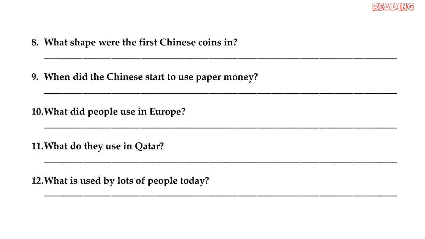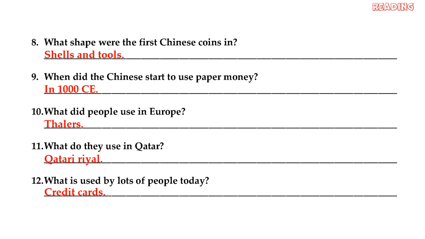What shape were the first Chinese coins in? Shells and tools. When did the Chinese start to use paper money? In 1000 CE. What did people use in Europe? They used thalers. What do they use in Qatar? Qatari rial. What is used by lots of people today?